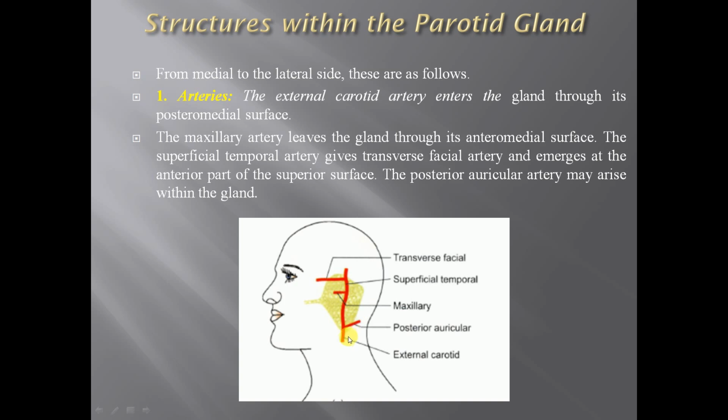I repeat, your external carotid artery enters the gland through the posteromedial surface, while your maxillary artery leaves the gland through the anteromedial surface. The superficial temporal artery gives the transverse facial artery and emerges at the anterior part of the superior surface, while the posterior auricular artery may arise within the gland. So these are the arteries.